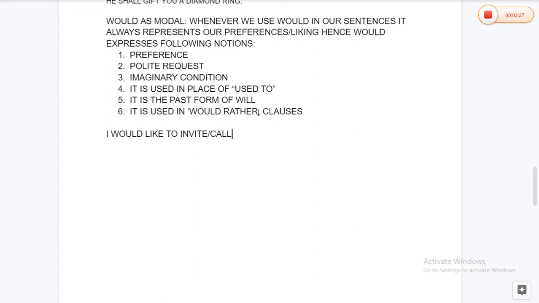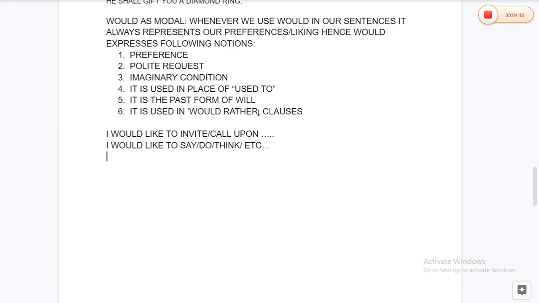Invite, call upon. Whenever we do anchoring, scripts cannot be complete without using would. Whenever you invite somebody on stage to speak or to deliver an address, you invite him by using would. I would like to say, or I would say, do, think, etc. So would always expresses your preference.